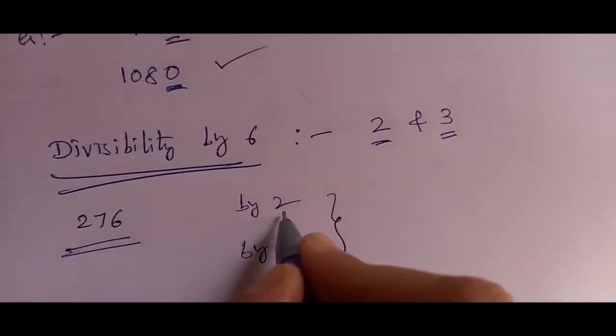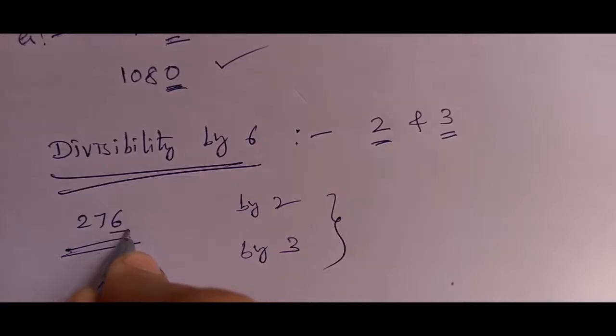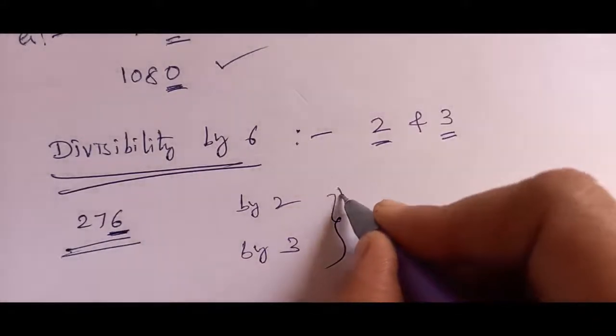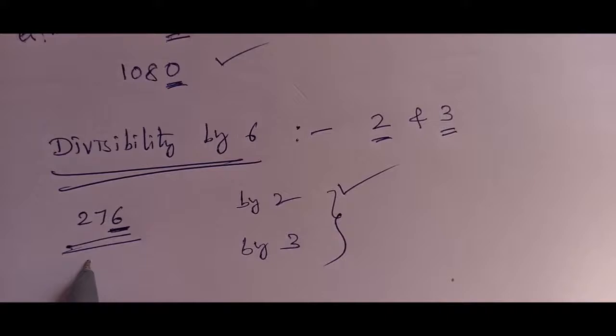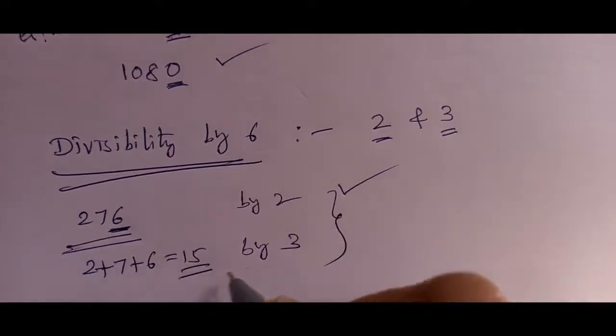The divisibility by 2 rule: if the number is having an even digit, otherwise if the number is having 0, 2, 4, 6, 8 in units place, then that number is divisible by 2. In 276, we have in units place 6, so it is divisible by 2. Next, we check the divisibility rule of 3. Sum of digits: 2 plus 7, 9, 9 plus 6, 15. It is divisible by 3.